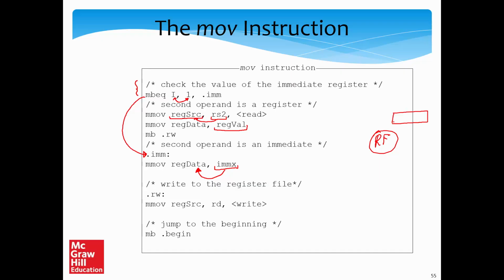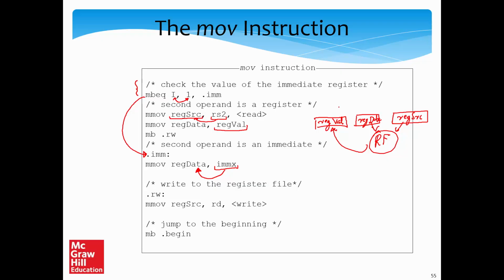So this is the register file. We have reg source, which is the ID of what needs to be read, and we have reg data, which is the contents of what needs to be written, and then we have the output of the register file as reg val. So what we do is we send the contents of rs2. So we read one of the registers, the second register, the second operand.